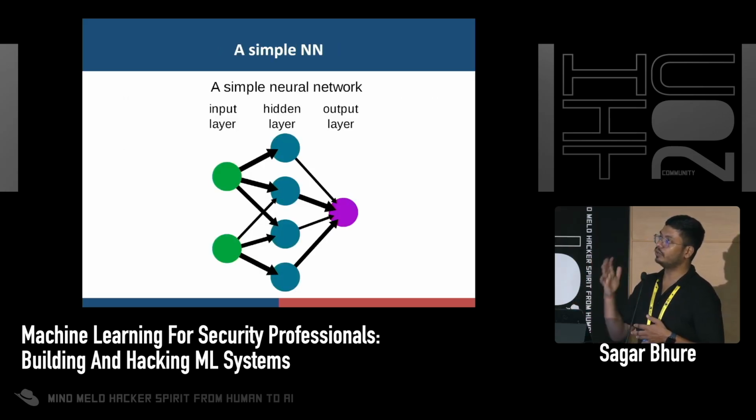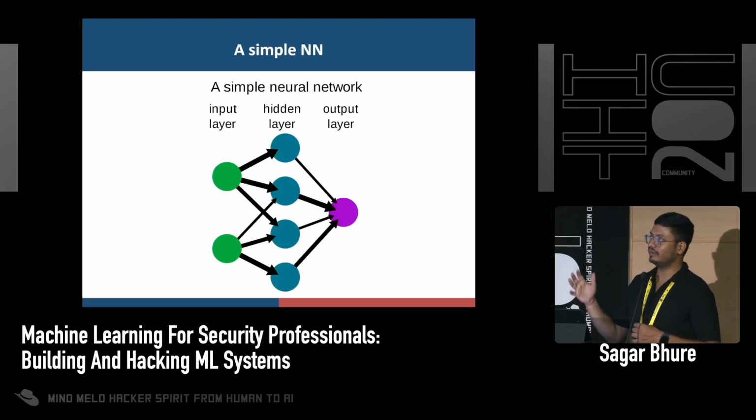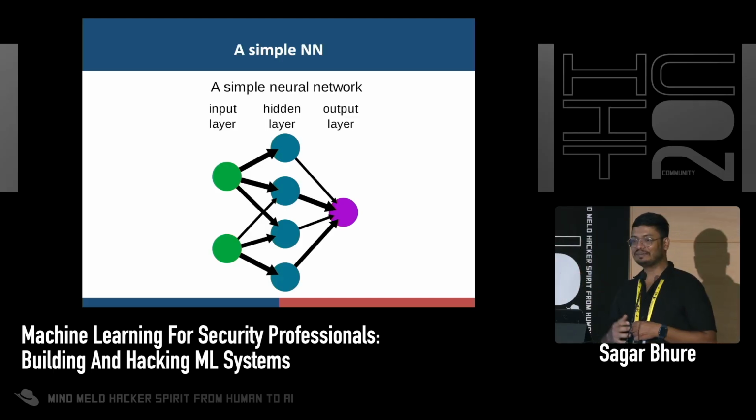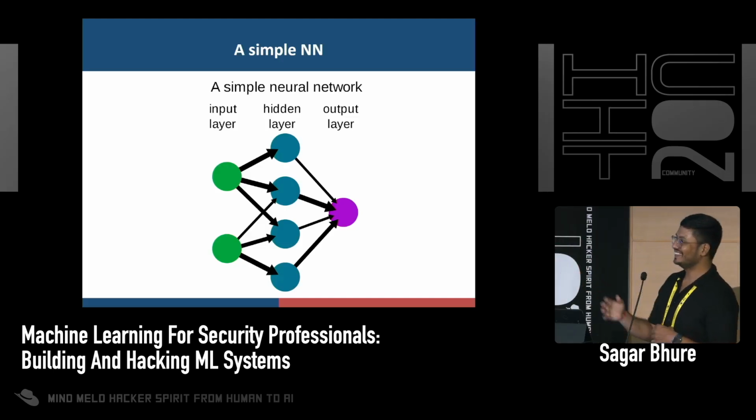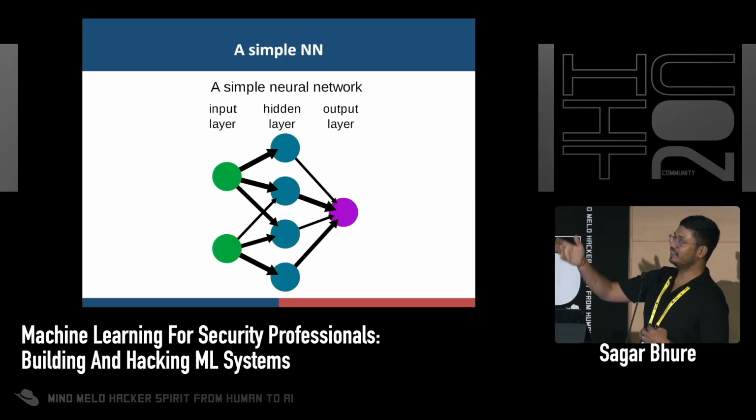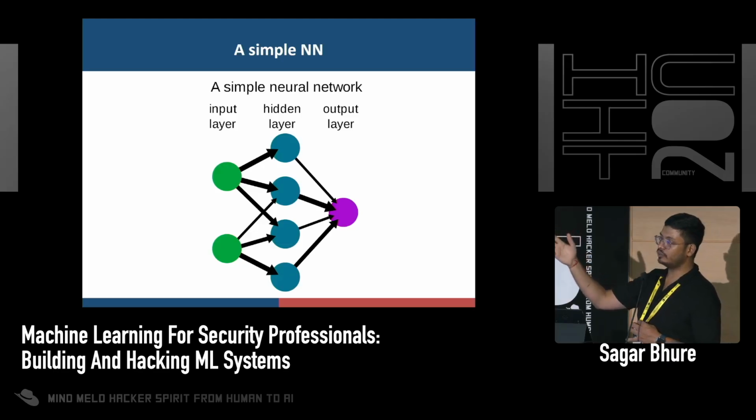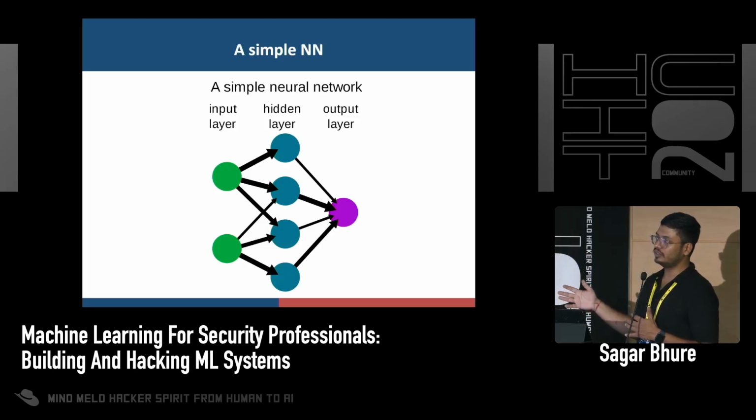You have your input layer, you have your hidden layer, and then you have an output layer. So you have input layer, hidden layer, and output layer. We'll talk about it when we go more into convolutional neural networks.